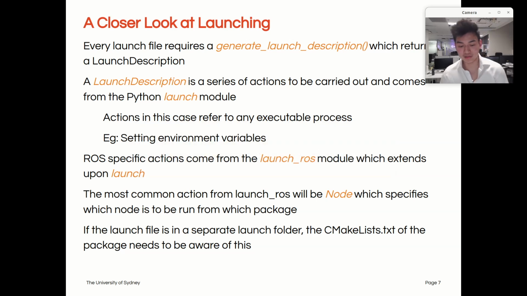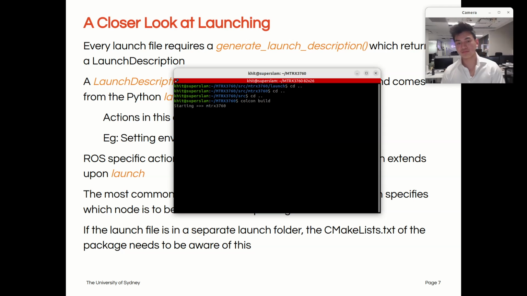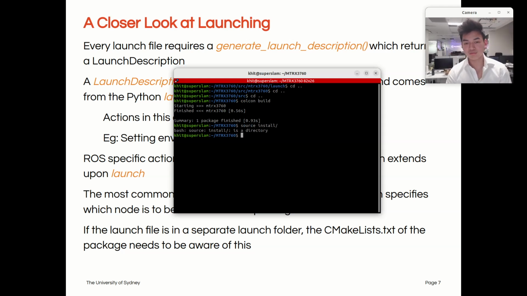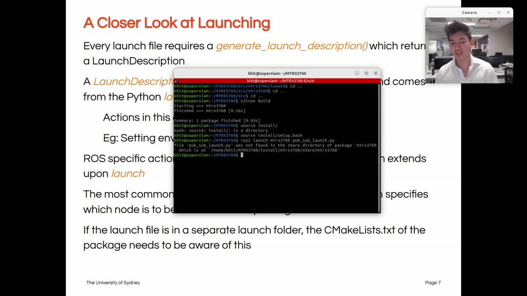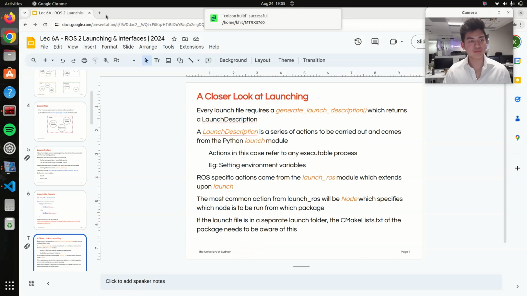Let's see that in action, actually. So I'm going to bring out my terminal and colcon build. Everything should be fine. Yep. I will source it. And we launch, if you recall, through ros2 launch, the package name, and then pub sub launch.py. Nothing will happen because we haven't told our CMakeLists that, hey, there is a new directory. How do we do that? Well, let's look it up.